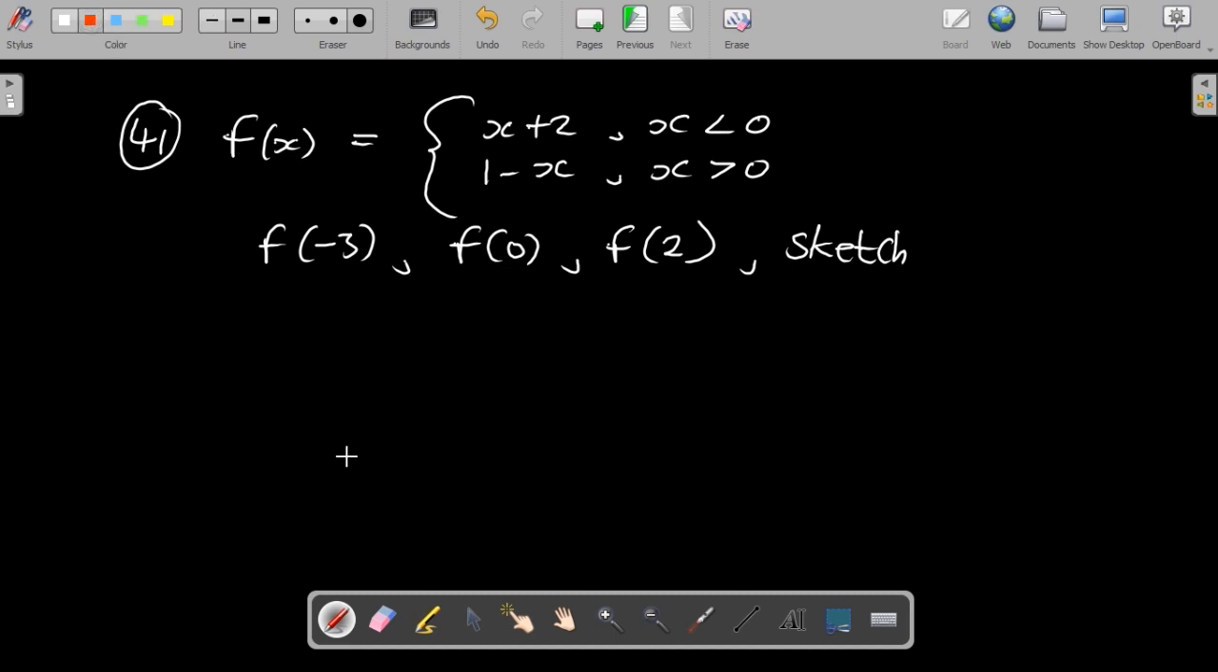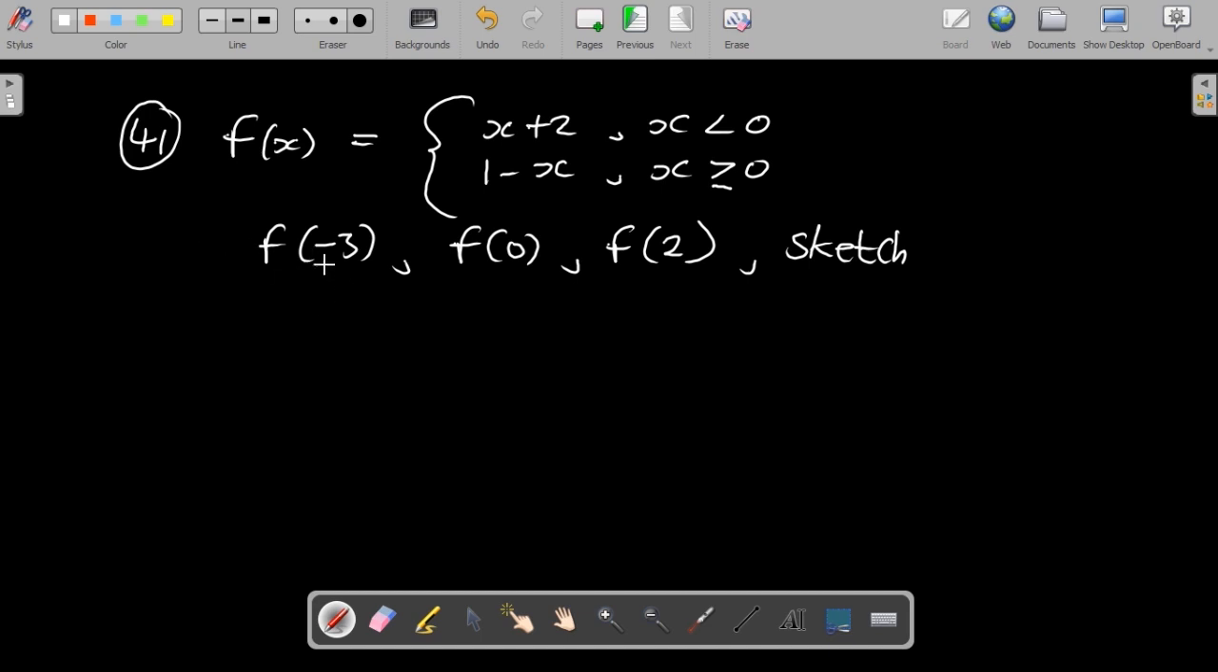So given this piecewise function, we're asked to find f of minus 3, f of 0, f of 2, and to sketch it. So let's start. We're now going to look at the conditions that we have, and this one is x greater or equal to 0, by the way.